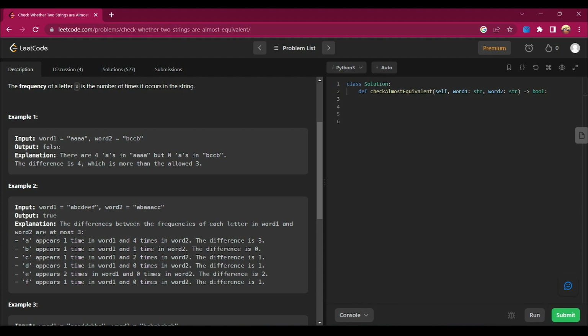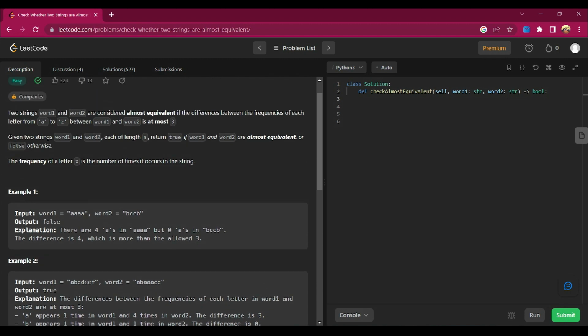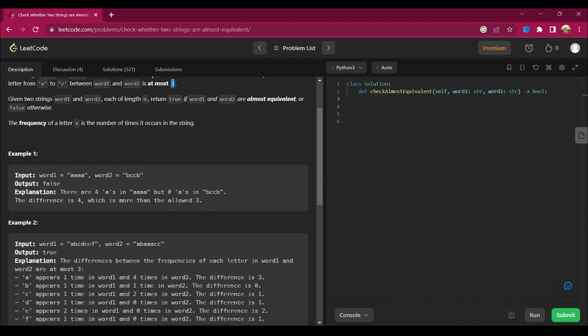Let's say we have word1 as a and word2 as b. Now we will check the frequency of a here, that is 4, but here the frequency of a is 0. So if we subtract their frequencies, 4 minus 0, we will get 4, which is greater than 3. So at most we have to return 3 here. That's all we have to do.